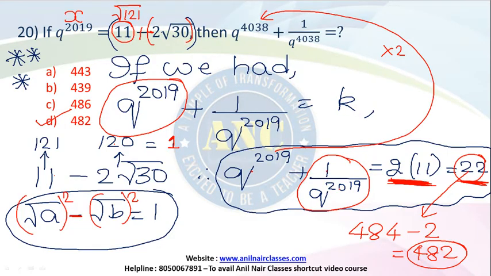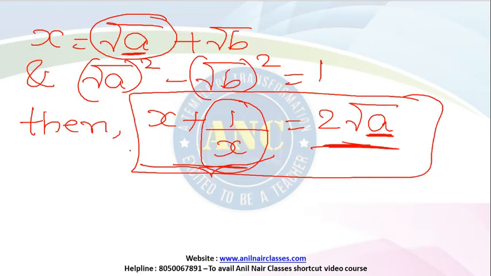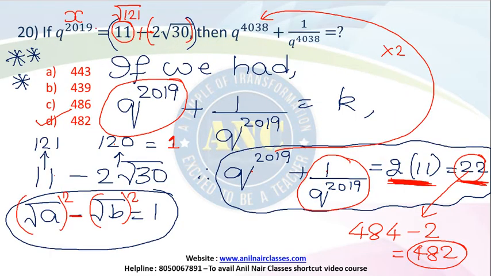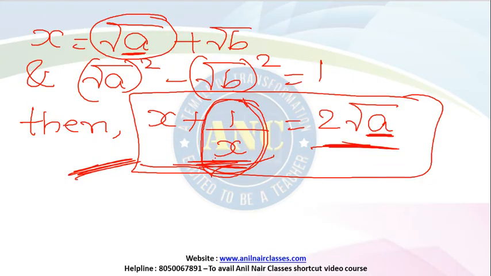But they want it for power 4038. So k square minus 2. First of all, why did I make use of this particular notation? Because 1 by x was not given in the question, only q power 2019 was given. But I have that doubling concept of k square minus 2, when the reciprocal is also added to that. Only then do I have that condition. So I made sure that the reciprocal term will come. How will I make sure that the reciprocal term will come? Using this particular concept. There is an interrelation, an interconnection.